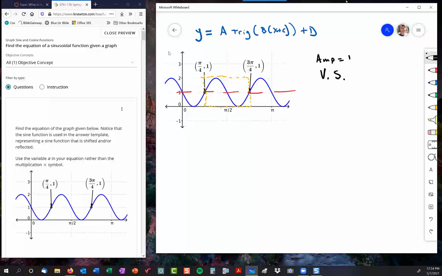Does the vertical shift refer to D in the equation? Vertical shift, you're right about that. Vertical shift and D are related ideas. And so if we can see the vertical shift, it helps us get the D number. Do you know what the vertical shift number is? Is it 1? It is, yep. So the vertical shift is 1.